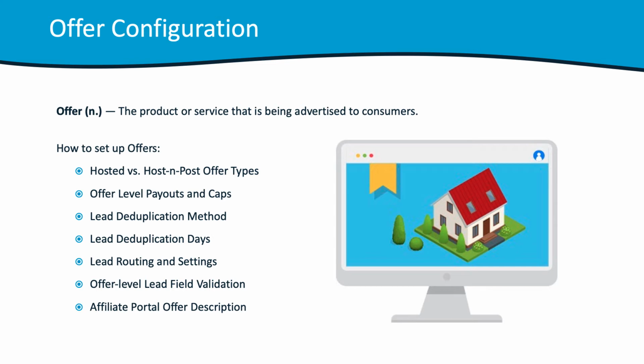Now, in Cake, we have two primary types of offers that we're going to go into in a bit more detail on the next slide, but just to introduce them to you, we have a hosted offer and we have a host and post offer. And when we get into the demonstration, we'll go through both, but I just want to introduce that there are two distinct types of offers because it's going to depend on how you route your leads to your buyers and what methods you want to use. And we'll describe what method is going to be best for your use case in just a little bit as well.